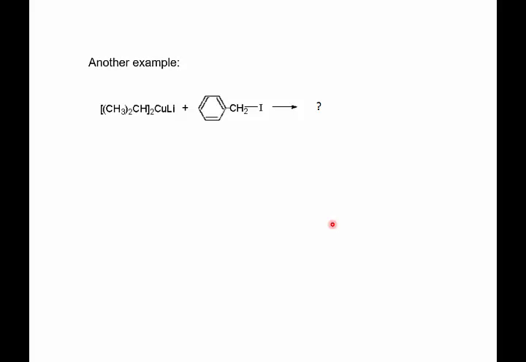Okay, here's another example of a reaction of an organometallic compound. This is a Gilman reagent. It's a little bit more complex looking. It has two isopropyl groups bonded to a central copper and then the lithium cation. This is reacting with this compound. It's called benzyl iodide. What is the product of that reaction?